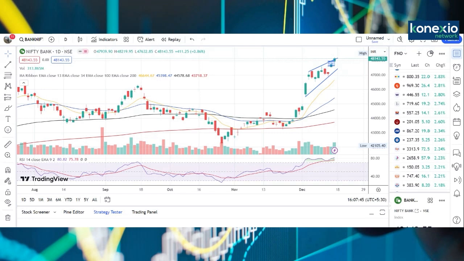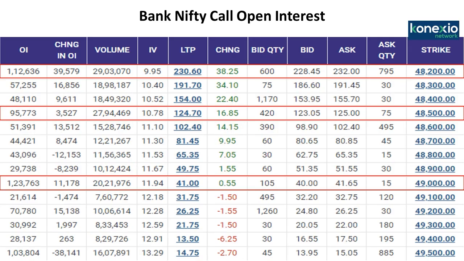Traders should watch out for these levels and trade in the direction of the primary trend, and the primary trend is positive. So now friends, let us discuss the derivative data of Bank Nifty calls. You will see on the screen the action was seen in 48,200 calls, then 48,500 calls, then 49,000 calls.